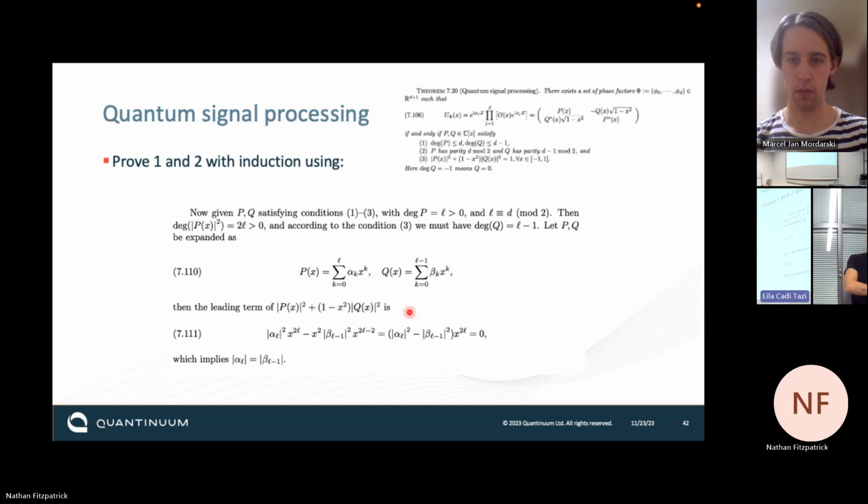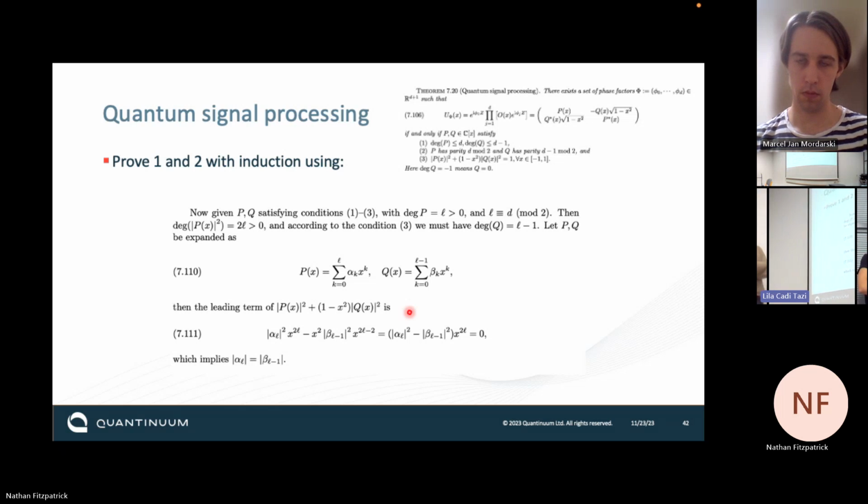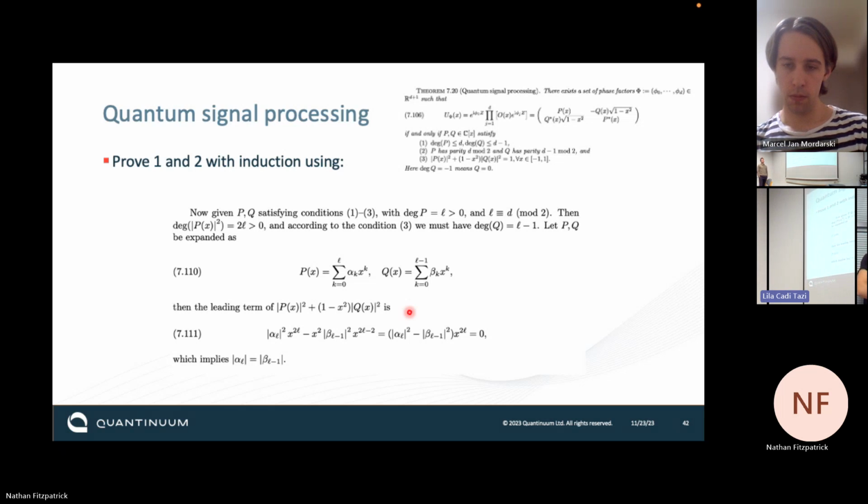Now, I don't know why they felt the need. I'd like to know the intuition as to why they had to prove this. The statement is that there is a set of phase factors, but here you're just proving polynomial things. It's unclear when the phase factors come in at this stage, because it seems that the proof is about finding optimal phase factors.